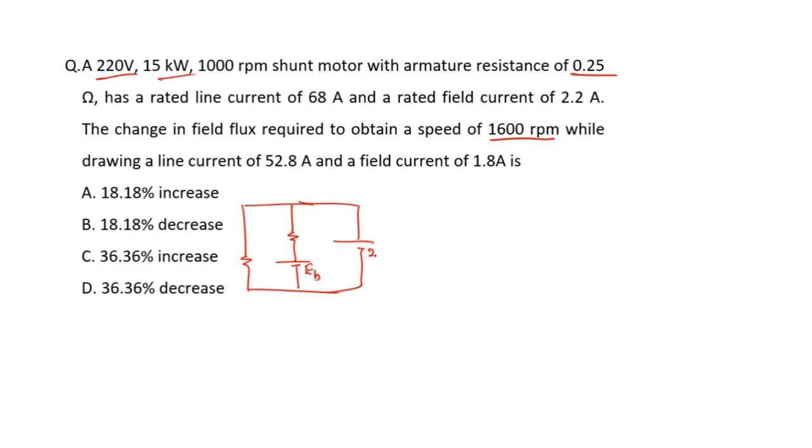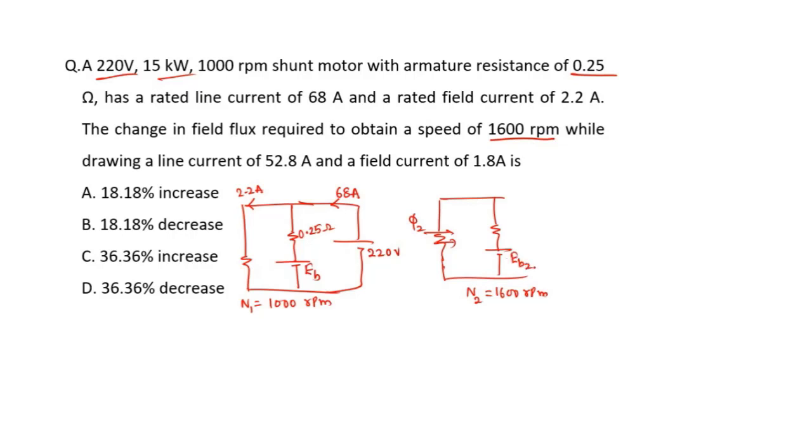So let me give the 220 volt supply. It is taking a line current of 68 amperes and a field current of 2.2 amperes. Of course, the armature resistance he has mentioned, that is 0.25. He did not mention the shunt field resistance. And it is running at 1000 RPM. Let me take it as case 1, so N1. Now, he's asking what should be the change in flux value so that the speed of the motor will increase to 1600 RPM.